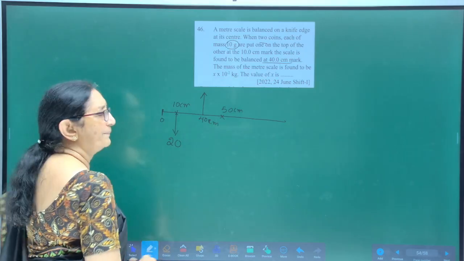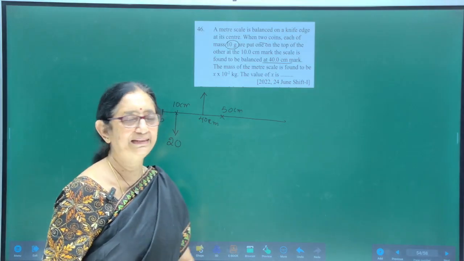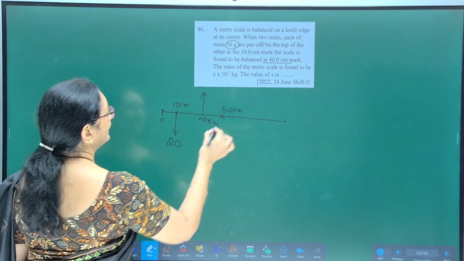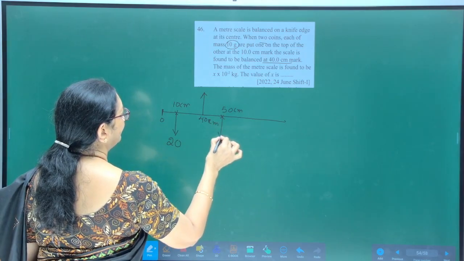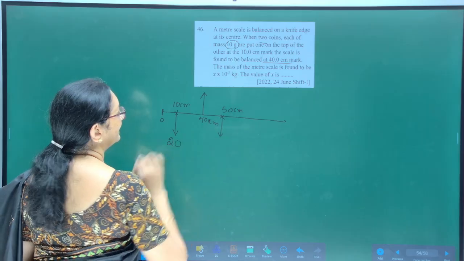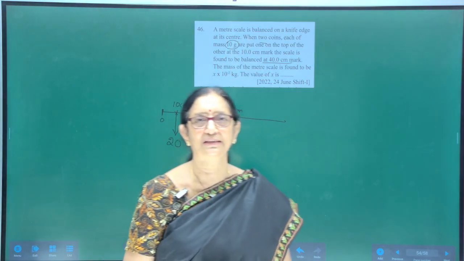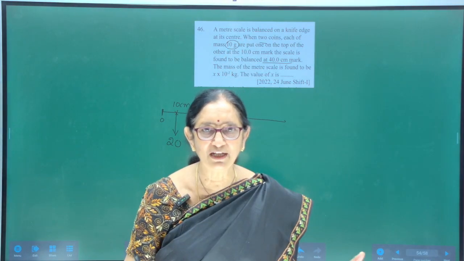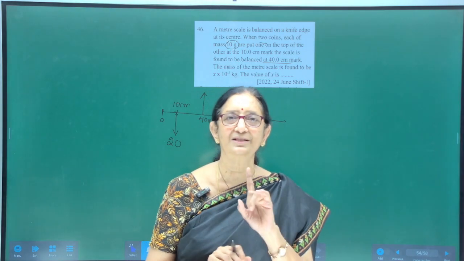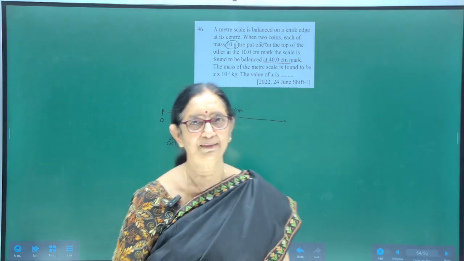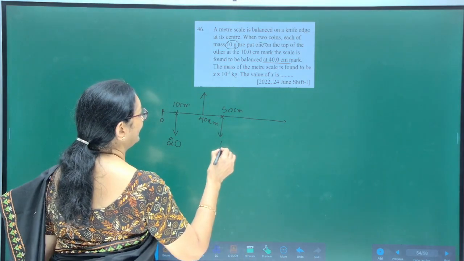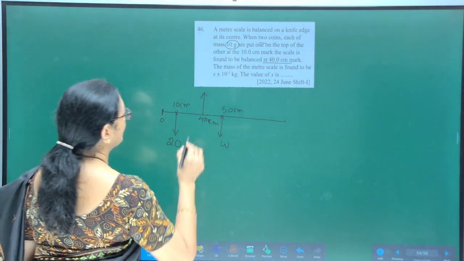That knife edge applies a force on the scale in the upward direction. So, what is the weight of the scale? The weight of the scale will be acting at 50 centimeters, because initially he mentioned that without any load the scale is balanced on the knife edge at 50 centimeters division. So, its weight is hanging at 50 centimeters.